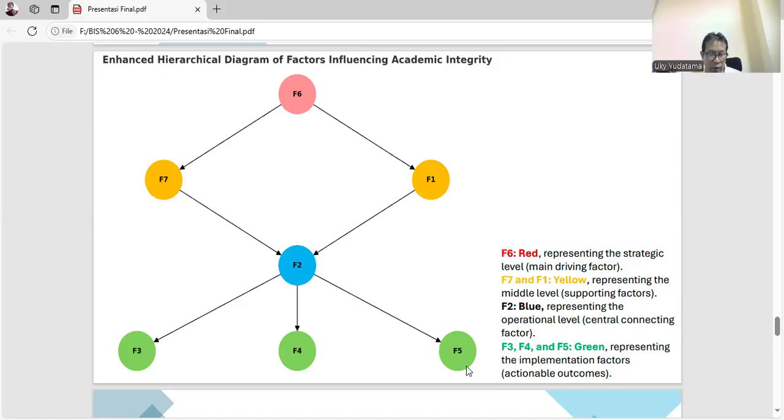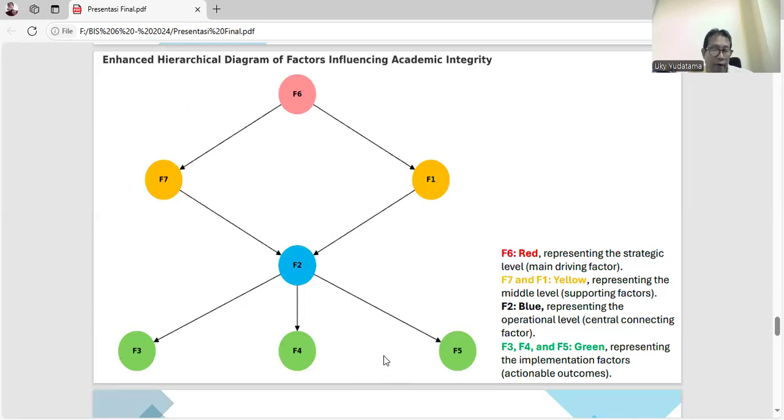Middle level: F7 and F1, supporting factors. F7 and F1 are at the middle level, representing institutional support such as F7's organizational culture or supporting infrastructure, and individual factors such as personal commitment or academic honesty. Lower middle level: F2, operational factor. F2 acts as a central link that receives influence from the top level and distributes it to the two lower levels. This factor is generally associated with operational mechanisms such as daily governance or policy implementation.